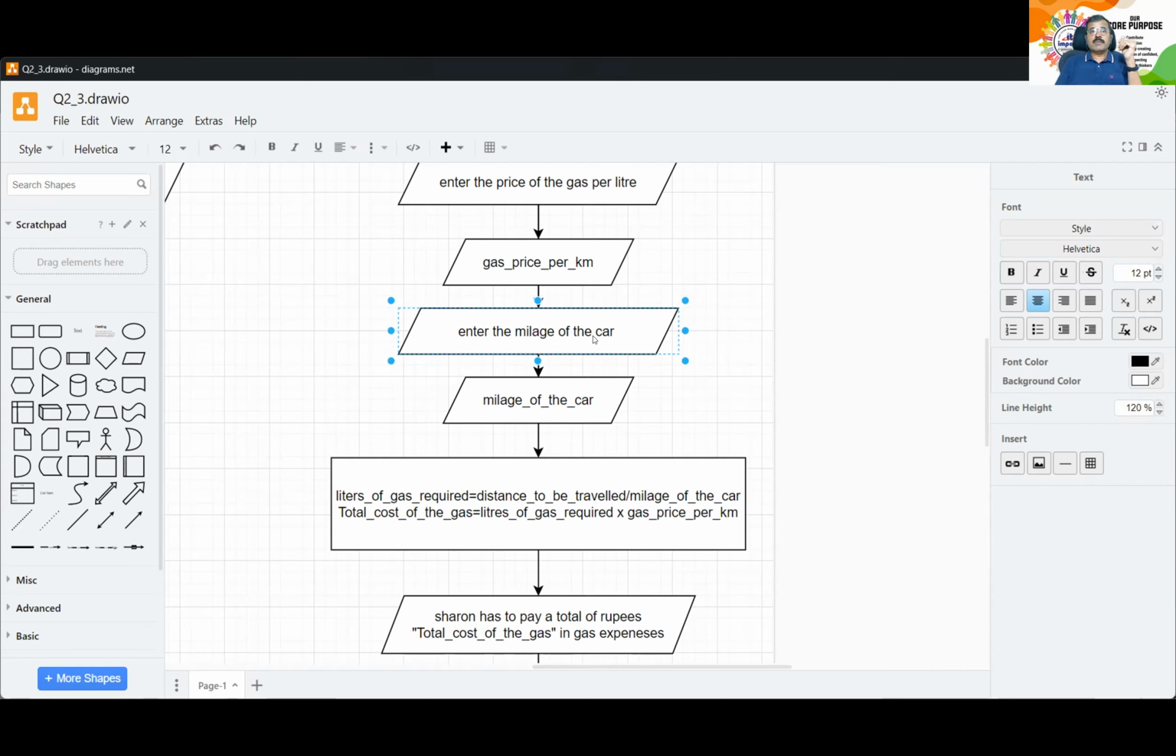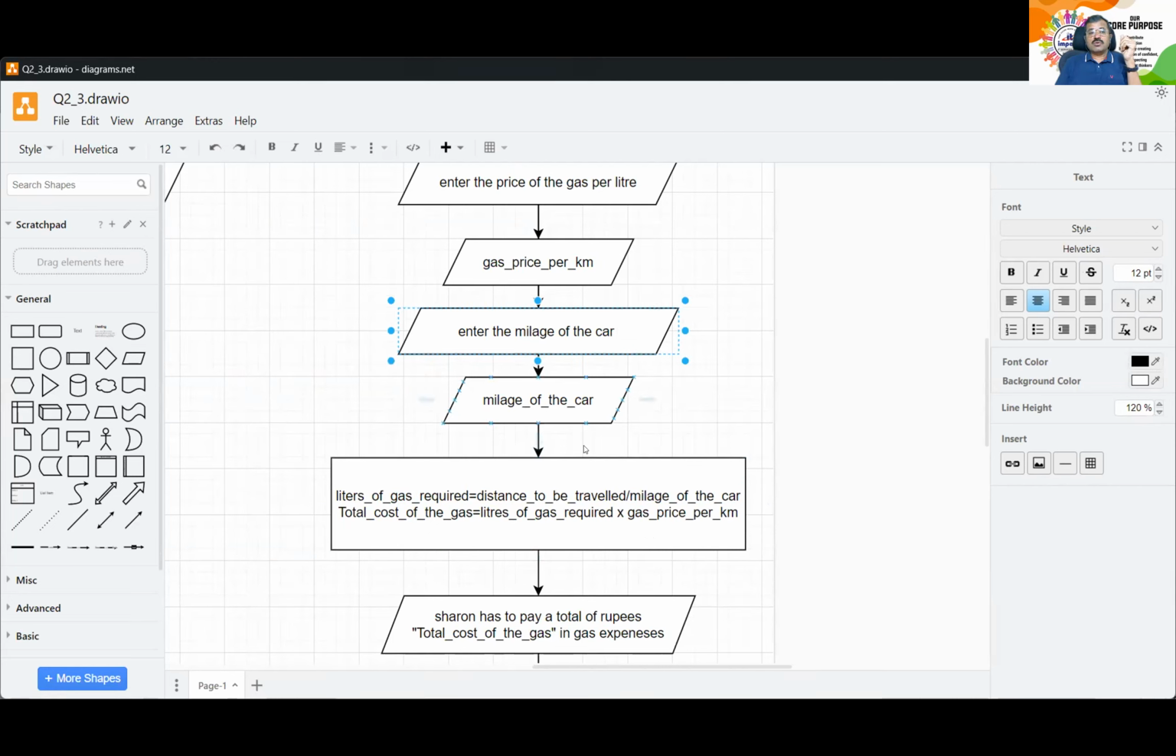I enter the price of the gas per liter, and he is accepting gas price per kilometer. Is there a gas price per kilometer? Does the gas price change every kilometer? Look at the variable name, gas price per kilometer. So the gas price per kilometer doesn't make any sense. There is a lot of improvement that needs to be done in this solution.